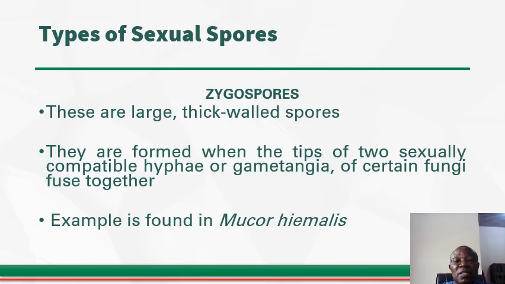Zygospores are also some of the types of sexual spores found in fungi. These zygospores are thick and large, and they are formed when the tips of two sexually compatible hyphae or gametangia of certain fungi fuse together. That is, when there is fusion of the two compatible hyphae. This is found in Mucor. Mucor is a mold, and it forms this type of spore, zygospores.